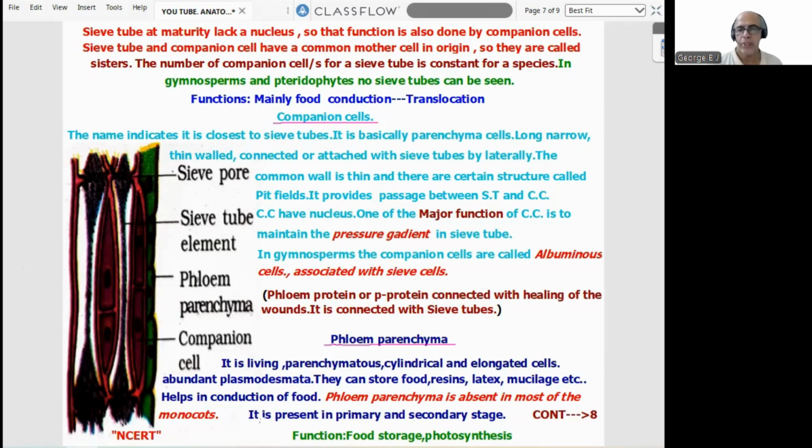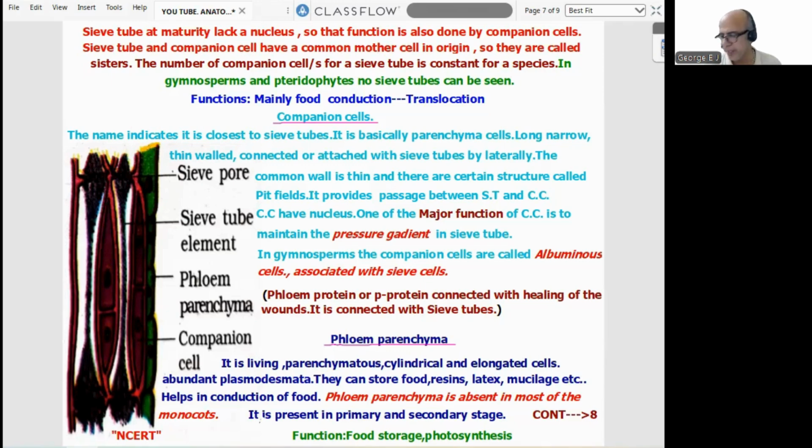In gymnosperm, companion cells are called albuminous cells, associated with the sieve cell. So angiosperm, sieve tube. Gymnosperm, sieve cell. Angiosperm, companion cell. Gymnosperm, it is albuminous cell. Now phloem protein or P protein is connected with the healing of wounds; it is connected with the sieve tube.